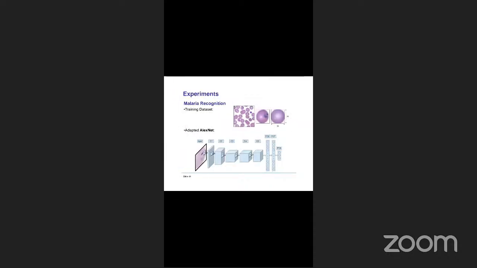Coming to the experiments, it is tested on malaria recognition. You can see here how the convolutional neural network is used. It has gone through C1, C2, C3, that is convolution, and then finally a fully connected layer. And it's adapted from AlexNet. The results we got from AlexNet are similar to the originals, which are the manual experiments we are doing.